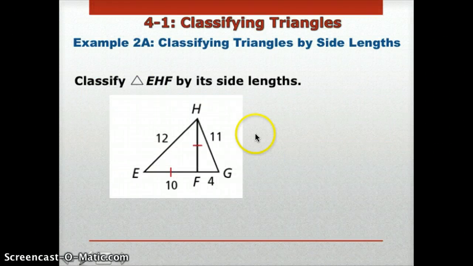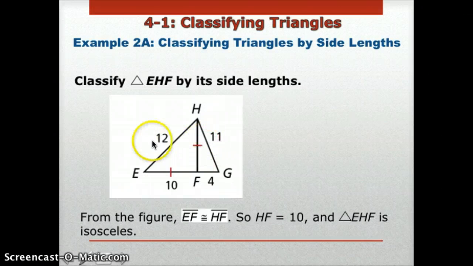So in this picture, we are asked to classify EHF, the smaller one, by its side lengths. Well, I see in the picture that HF and EF have congruent marks, so we know those are the same. So if EF is 10, HF is also 10. So we have 10, 10, and 12, meaning two sides are the same, so we'd call that isosceles.